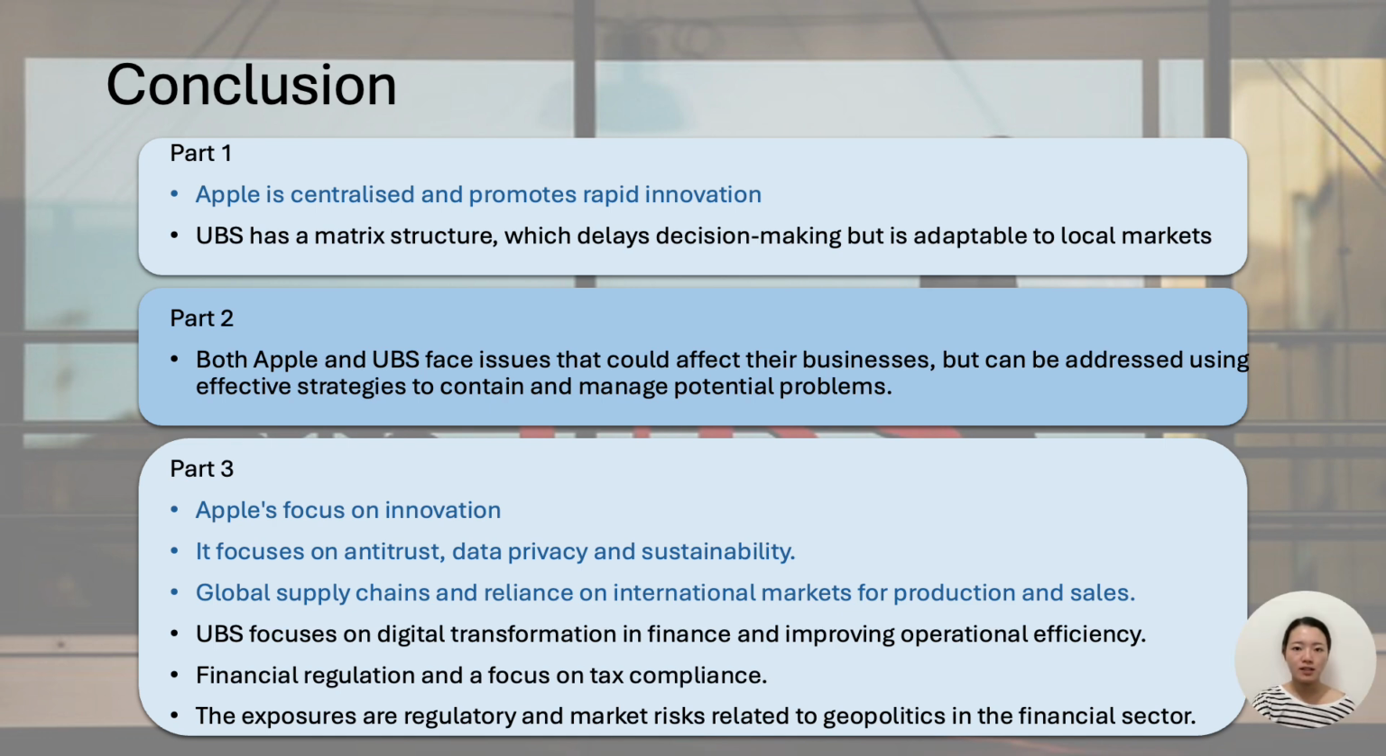Apple focuses on continuous innovation with a focus on antitrust, data privacy, and sustainability. The geopolitical risks it faced were mainly through its global supply chain and reliance on international markets for production and sales. UBS focused on digital transformation and operational efficiency in finance, emphasizing financial regulation and tax compliance, and exposures were on regulatory and market risks related to geopolitics in the financial sector.